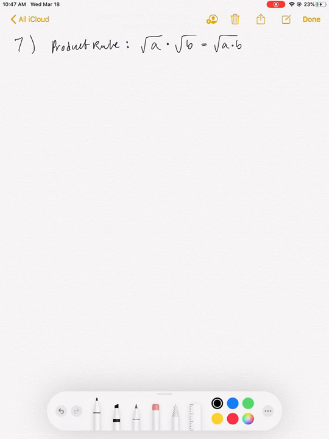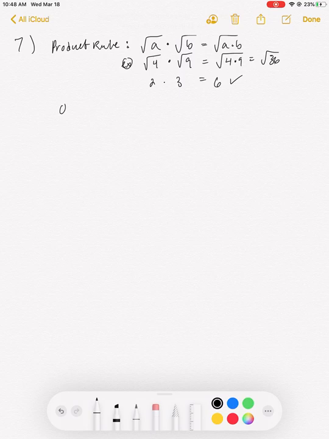We can prove the product rule, for example, by using the square root of 4 times the square root of 9, which should be equal to the square root of 36. So you're multiplying the 4 and the 9 together. Let me back that up just a second. The square root of 4 times 9 is equal to the square root of 36. Now we know that the square root of 4 is 2, and the square root of 9 is 3. The square root of 4 times 9 is the square root of 36, and we know that the square root of 36 is 6, and so that checks out. So that's the product rule.